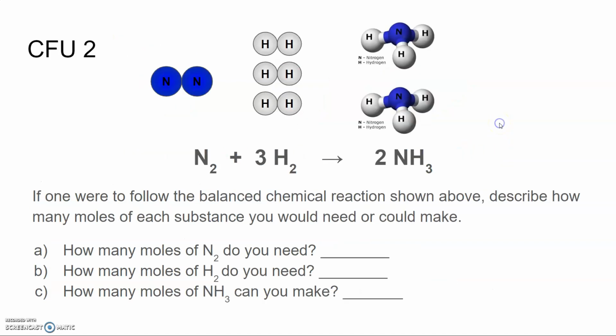Similarly, we can answer a question that involves a chemical reaction. So here we have a balanced chemical equation, which again is like our recipe at the very top, and it's showing us the balanced chemical equation, or the recipe, for making ammonia, NH3. So if you were to follow the balanced chemical equation shown above, describe how many moles of each substance you would need or could make.